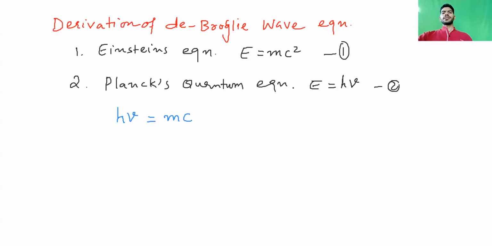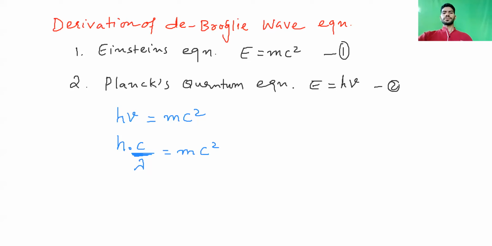Can I write like this from these two equations? Yes, I can write like this. We know that E is equal to mc square and E is equal to h nu, so I can write h nu is equal to mc square. Now we know that this nu is the frequency. So how is this frequency calculated? Frequency is always equal to c by lambda, right? C by lambda, wavelength. So that is equal to mc square.